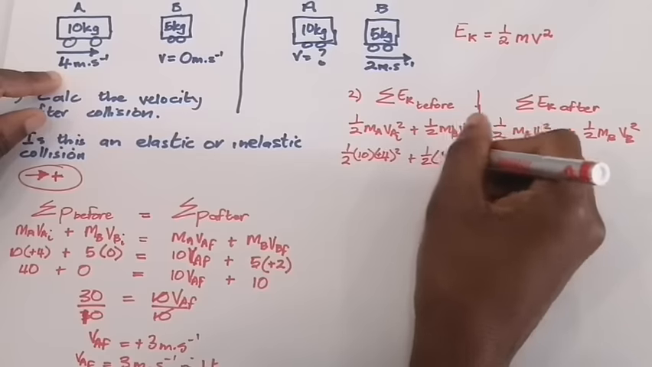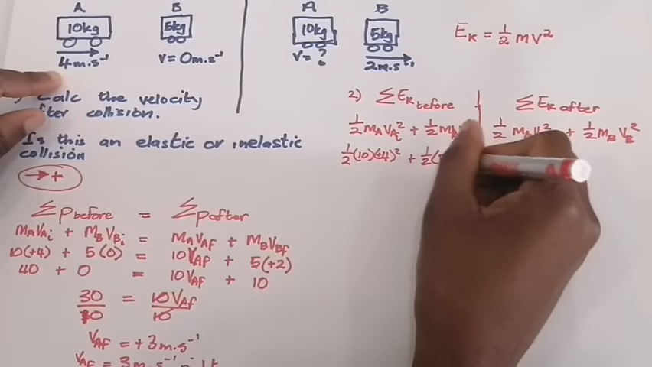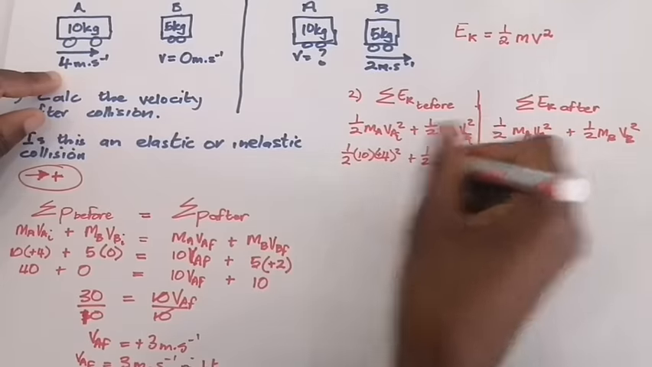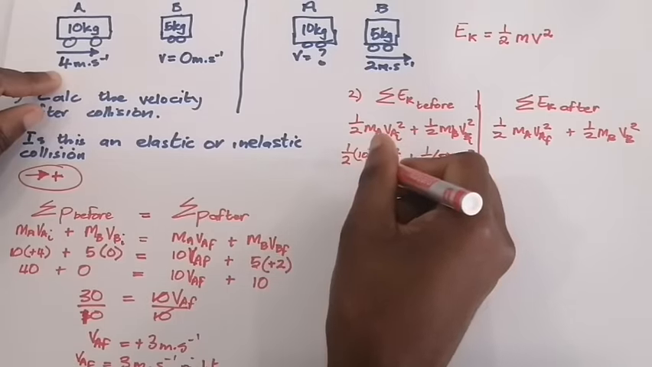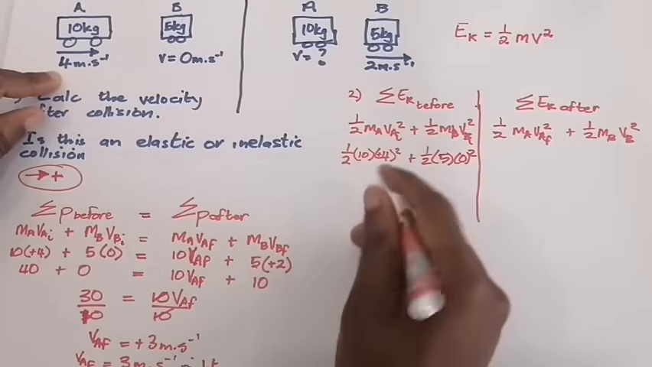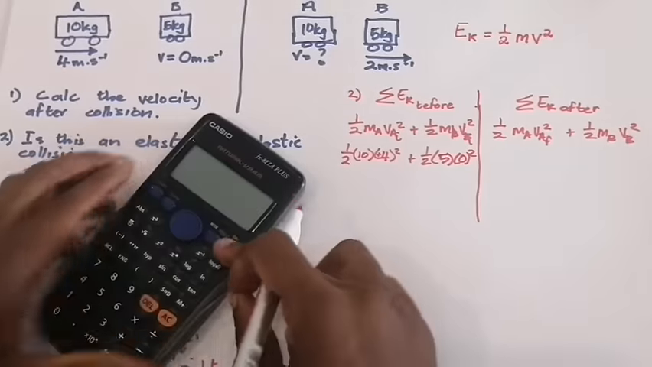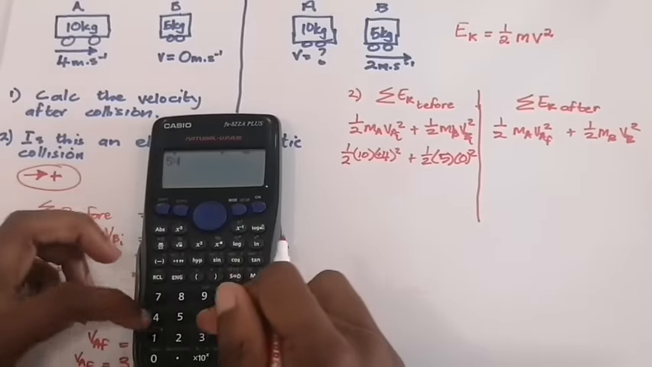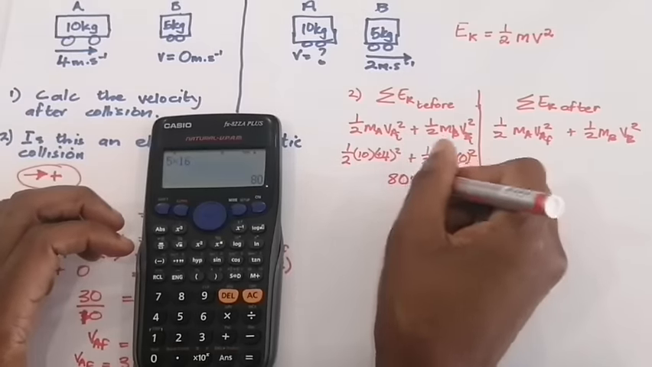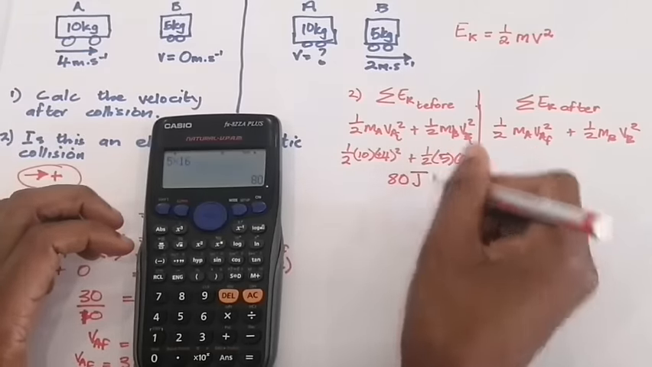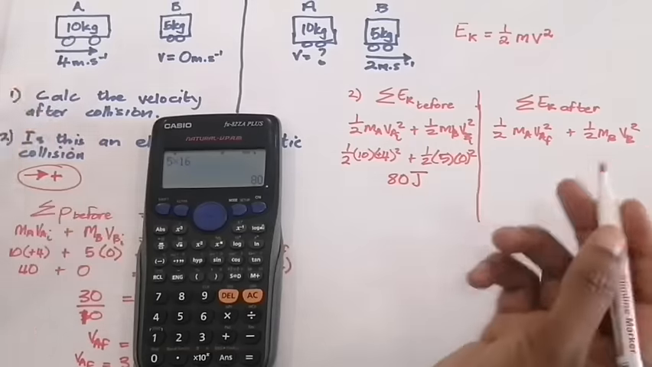Anyway, that's half times 5 times 0 squared. Okay, quickly, so we are going to get 5 multiplied by 4 squared. So that's 5 times 16. We're going to get 80 joules there. Please remember this one is 0.